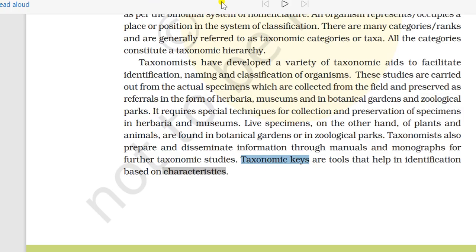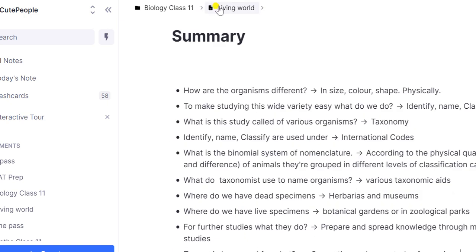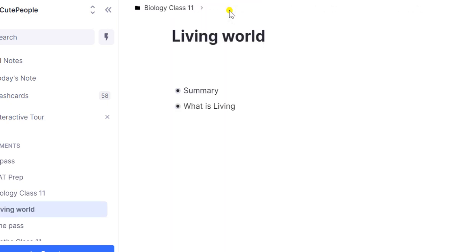So we are done with our chapter here. We are done with the summary. Now we've understood what this chapter wants to tell us. Now we can start the chapter from the next class. So bye bye guys. Bye bye.